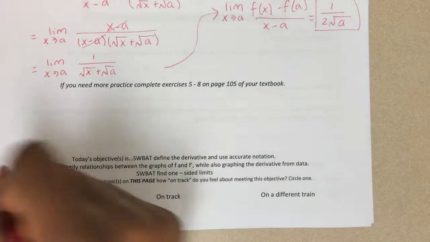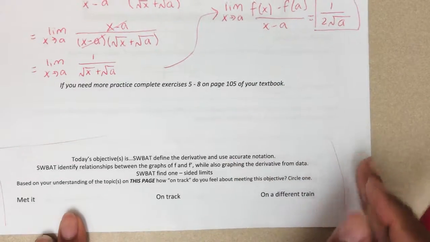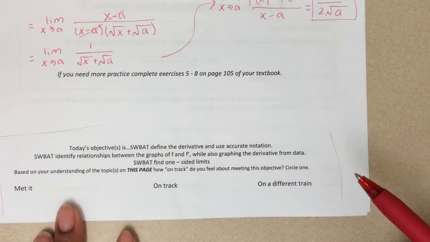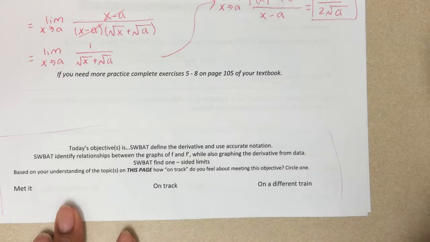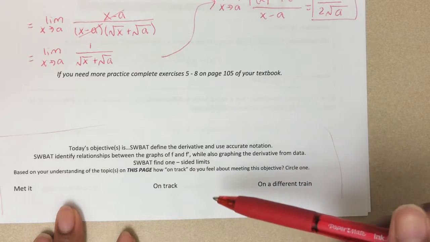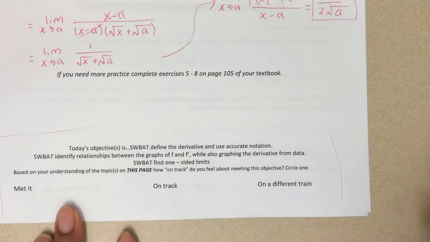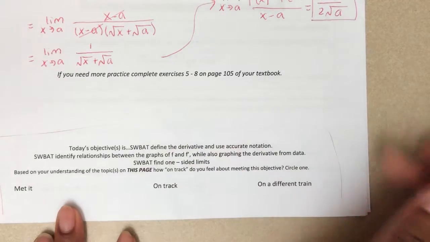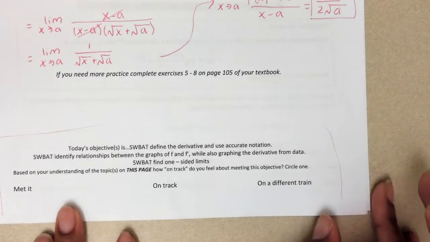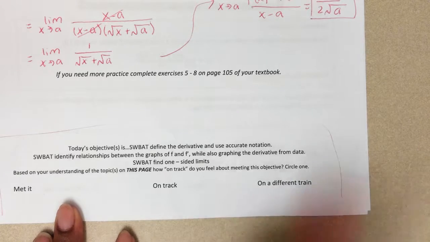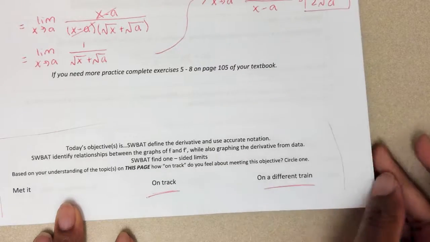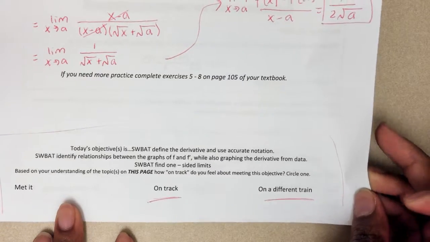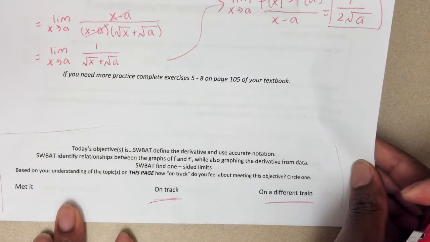So down at the bottom, I'd like you to take a couple seconds and just circle where you feel you are based on our objectives. Do you feel like you're on track, or do you feel like you're on a different train? You cannot circle met it because we are not quite done with the notes, so you have not yet met every single objective. But are you on track, or are you on a different train? If you feel like you're on a different train, try a few more practice problems out of the book to help you out.